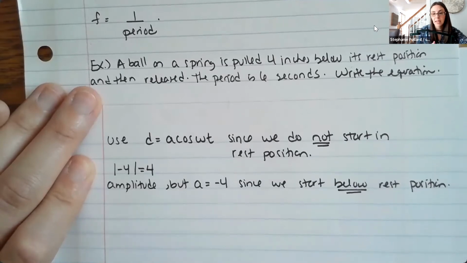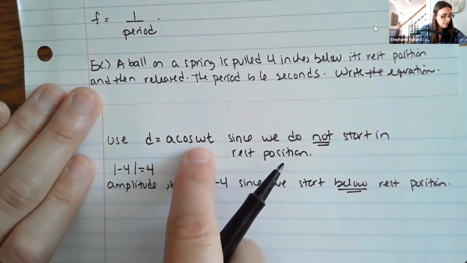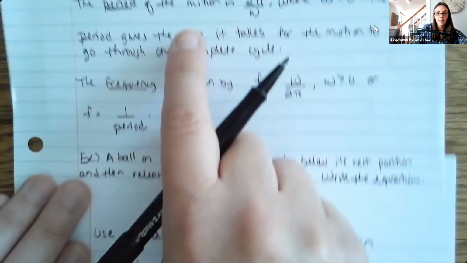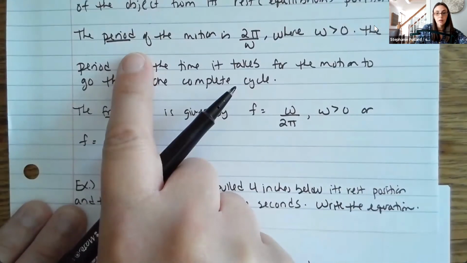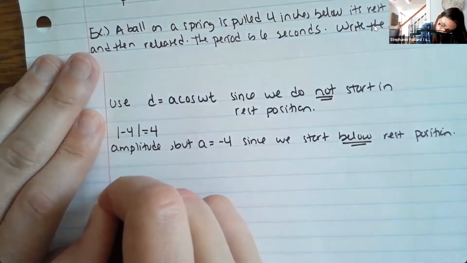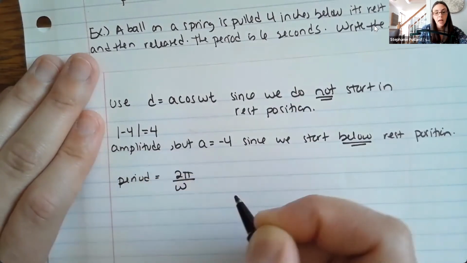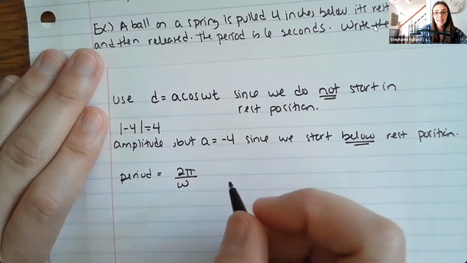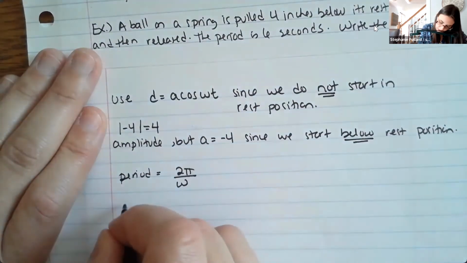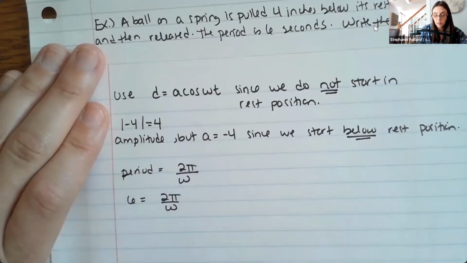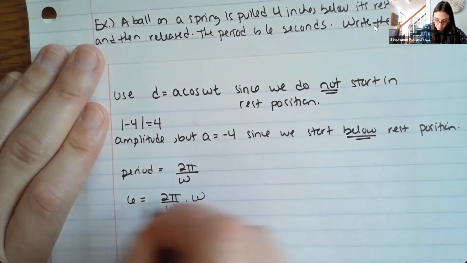The other thing we need to find is the omega here. And we can go ahead and do that. We can use the idea of the period. Right, so our period is equal to 2 pi over omega. Our period here we were told was 6 seconds. So 6 is equal to 2 pi over omega. Now I really need omega, so I'm going to solve by multiplying both sides.